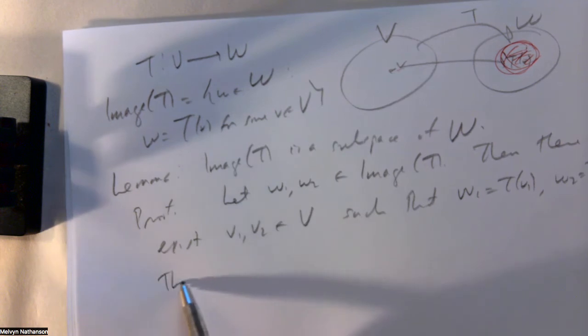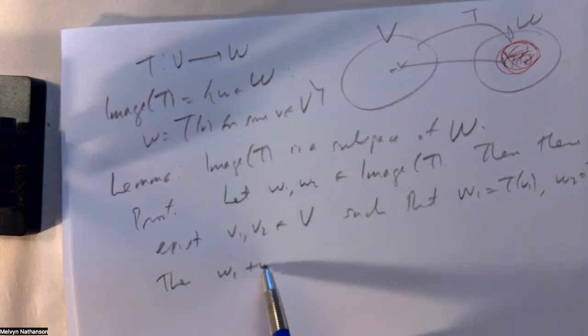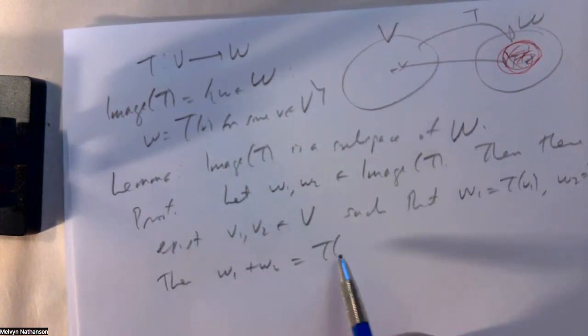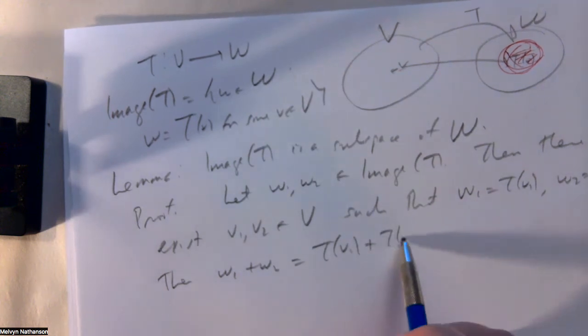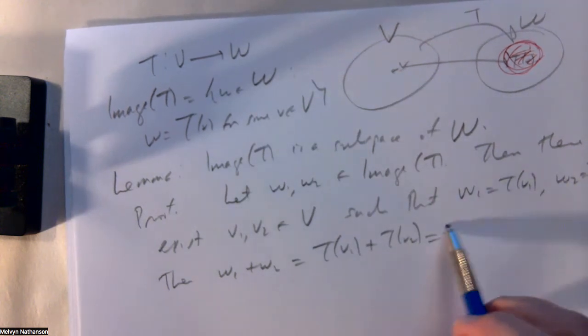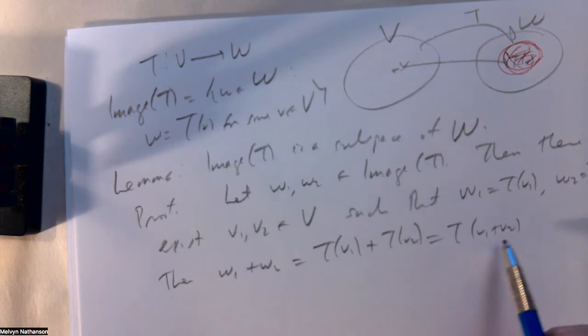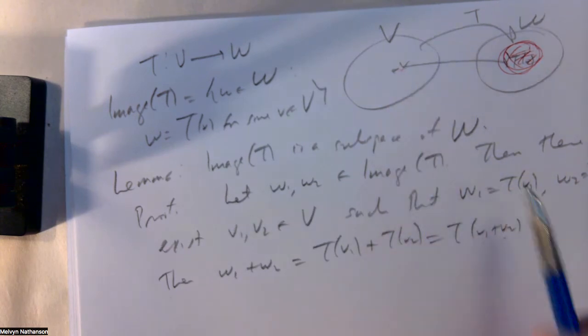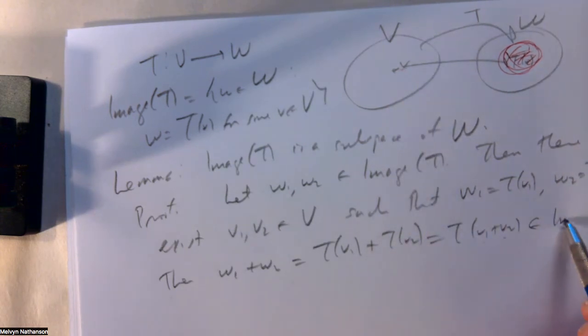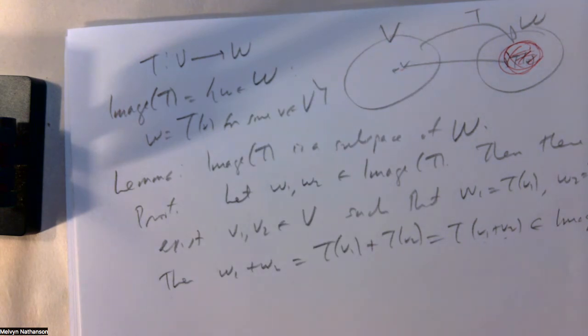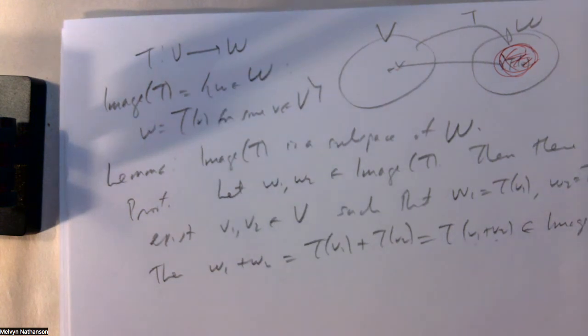But then W1 plus W2 is T of V1 plus T of V2. But this is T of V1 plus V2. This is some vector in V. So this is in the image of T. So the image of T is closed under vector addition.